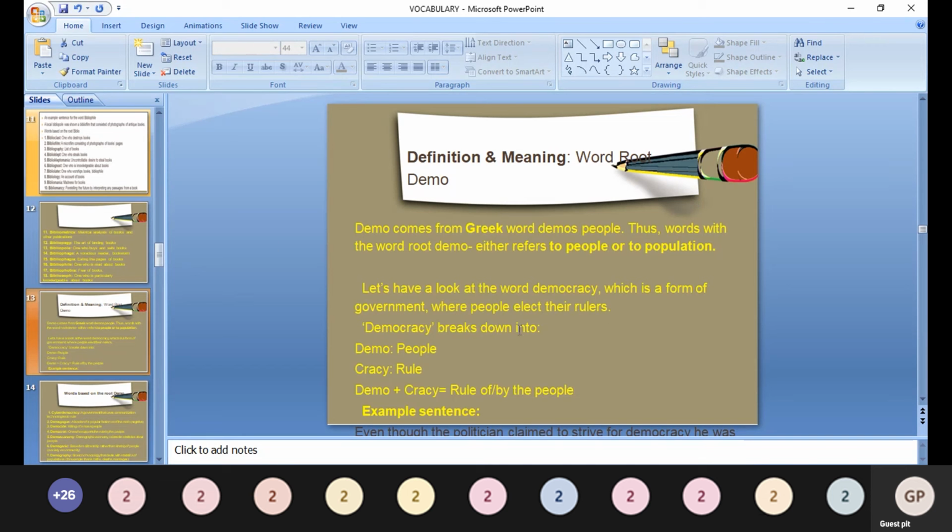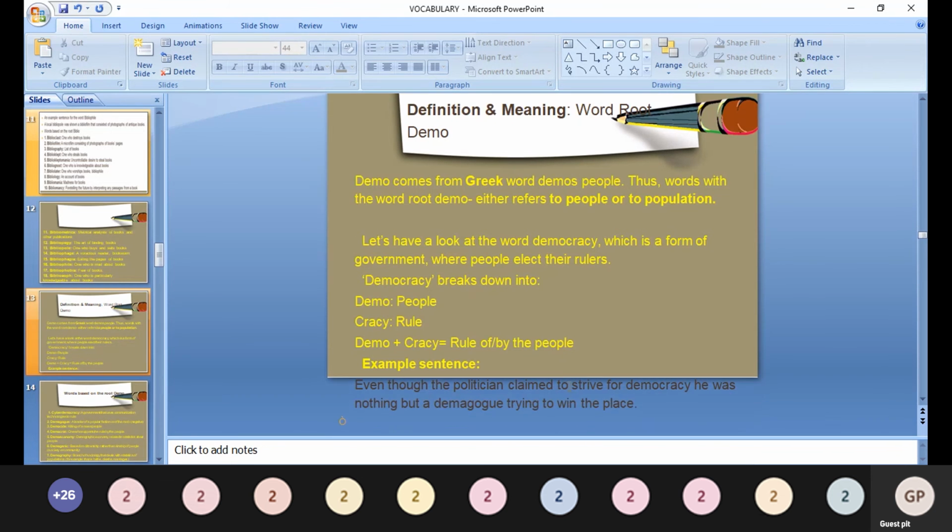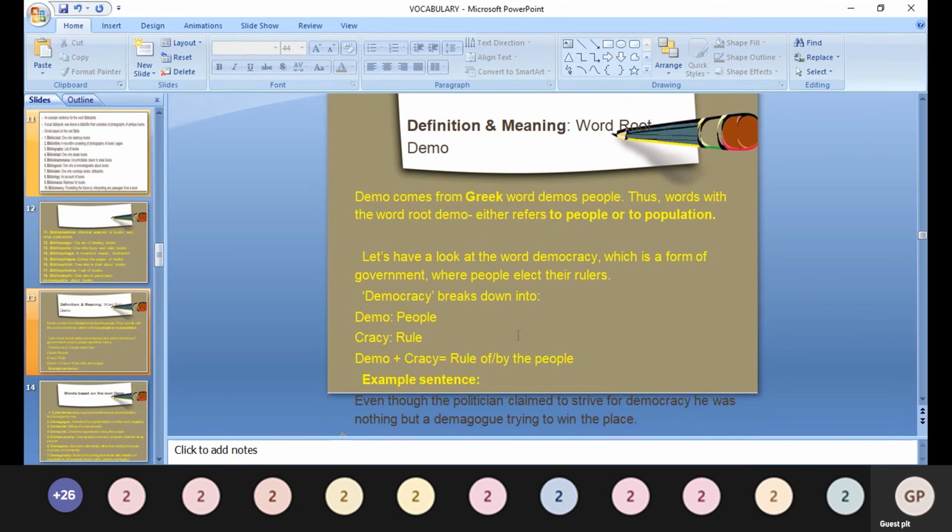Now, how do you break it down? Demo means people or population. Cracy means rule. So democracy is the rule of the people, or by the people. Even though the politician claimed to strive for democracy, he was nothing but a demagogue trying to win the place.